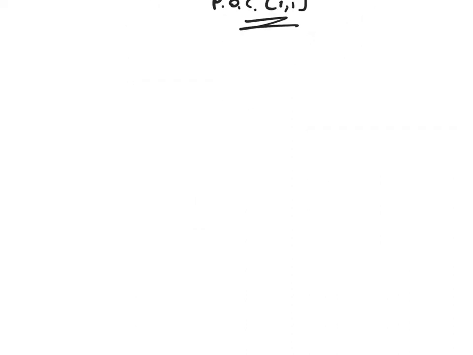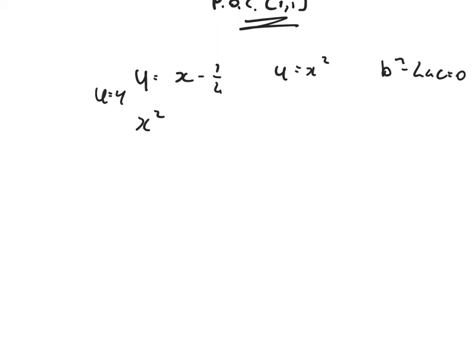Okay, next question. Prove that the line is a tangent to the parabola and find the point of contact, for y equals x minus 1 quarter and y equals x squared. For tangency to exist, b squared minus 4ac would need to be equal to 0. So let's first of all make y equal to y: x squared equals x minus 1 quarter. Bring these across and that will be x squared minus x plus 1 quarter is equal to 0.